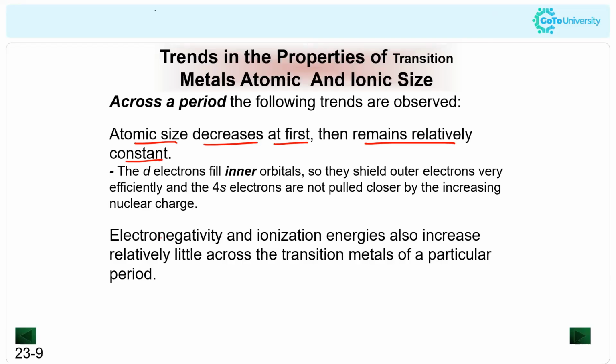In the case of electronegativity and ionization energy, we can also see the same phenomenon. Electronegativity and ionization energy also increase relatively little across the transition metals of a particular period. So these are also important. Please note down these points. This is very important. Hope you noted down every point.